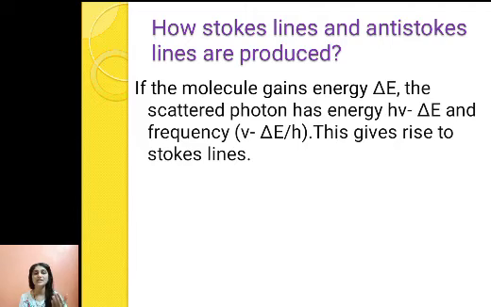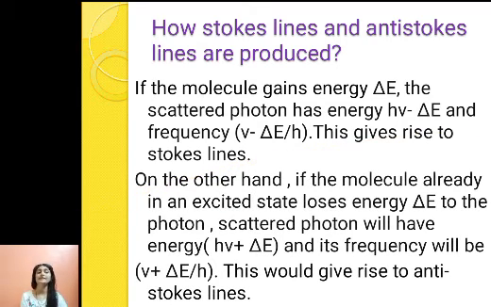We know that the line for which the frequency is less than that of the incident radiation is nothing but the Stokes line. So whenever the molecule gains energy, the photon loses energy, the photon's frequency decreases, and that gives rise to the Stokes line.